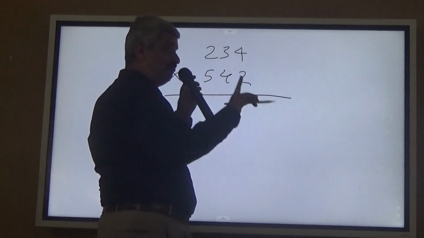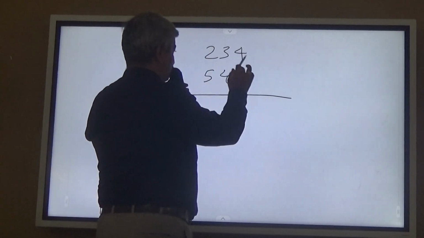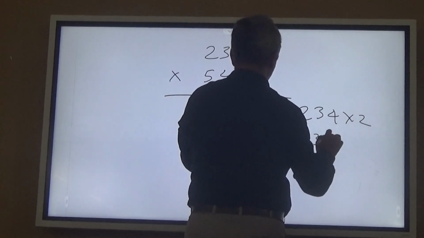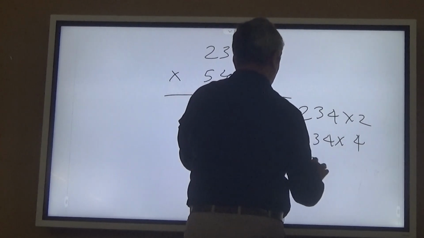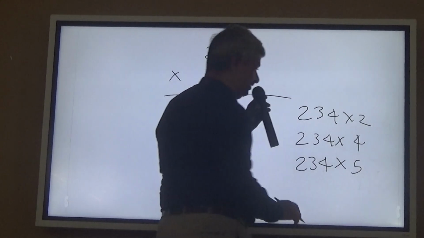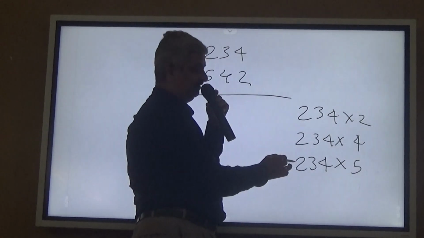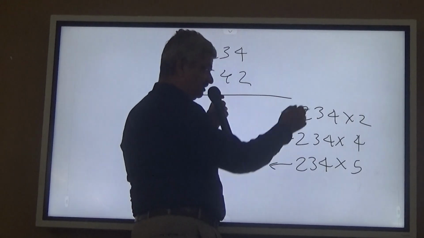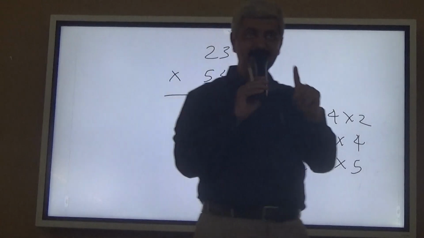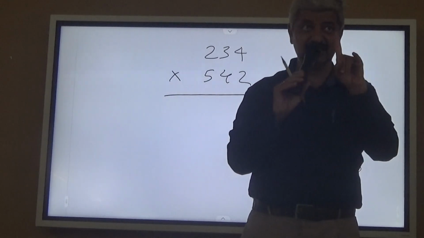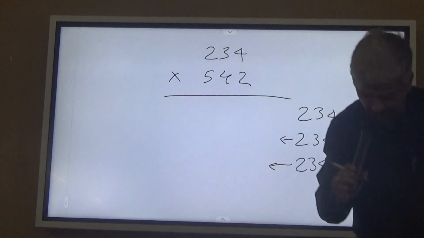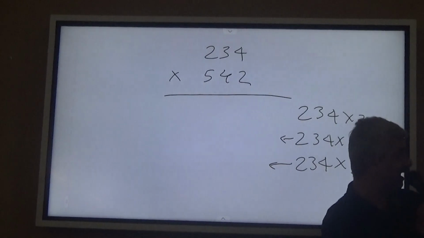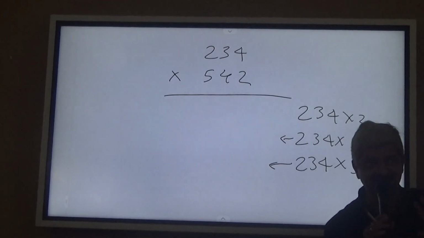First, we have partial products: 234 into 2, 234 into 4, 234 into 5. Multiply, then shift this two locations, shift this one location, and add. Is it right? Multiply, shift and add. The fast multiplication algorithm does it by multiply, shift and add.